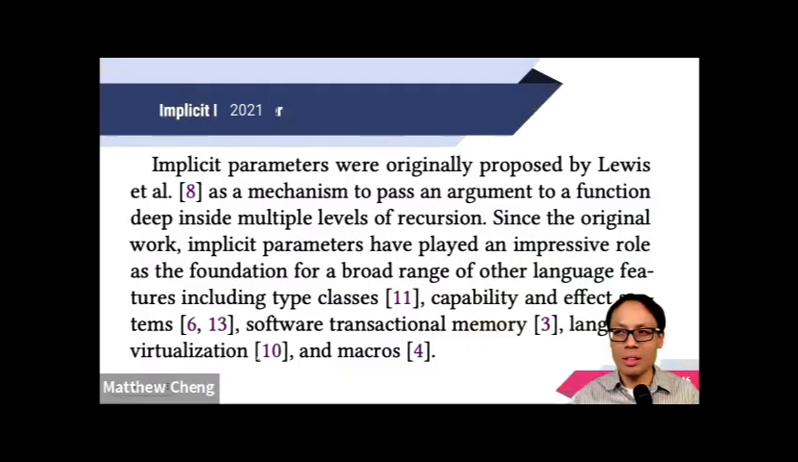And then I read further and I start getting more confused. Implicit parameters were originally developed by Lewis et al. as a mechanism to pass an argument to a function deep inside multiple levels of recursion. Then I'm thinking, wait a minute, are we talking about CSA here? Wait, we don't teach that in CSP.